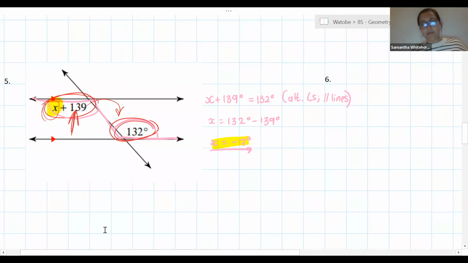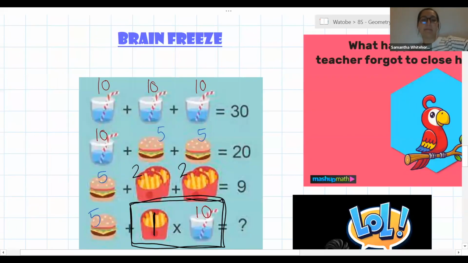So, ma'am, if it's a positive, it's wrong. For this specific question? Yes, ma'am. Yeah, so it should be -7, because think about it, if you put the 7 back in place of x, it needs to be -7 plus 139 in order to get to 132. Yes, ma'am. Thank you. Cool, pleasure.